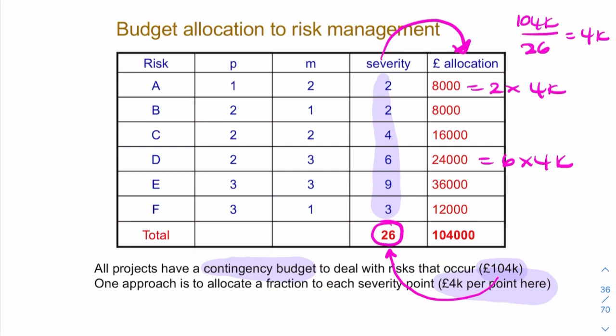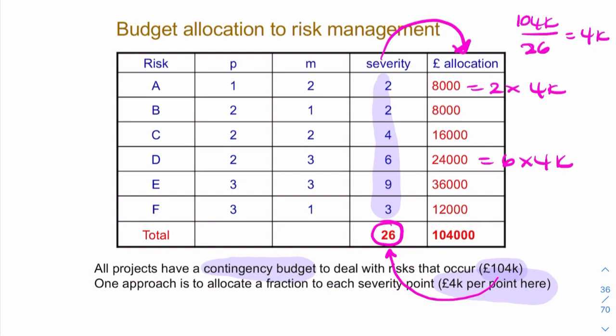Could we have got away with planning this project without any mitigation, without any contingency planning? We could. We could save £104,000 off this project. But it means that if any of these risks were to happen, then the project would fail. So it's absolutely essential for there to be a contingency budget. It could be that we don't end up spending all of that money, but we need to have that as part of the budget.